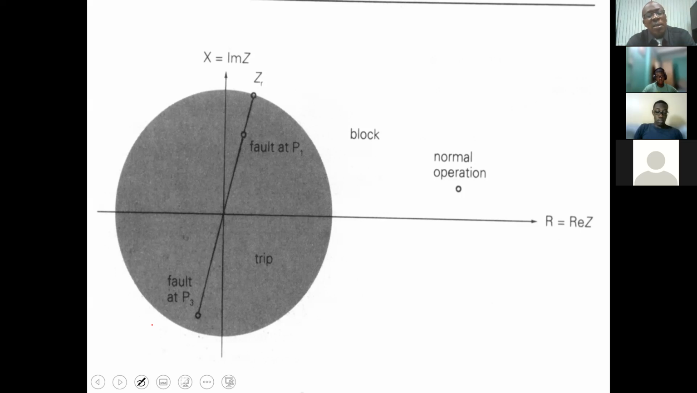So in this, what we are showing is that without the directional element, this particular relay, because the impedance measured is less than our setting, may trip for the fault at P1 or the fault at P3. The question is, is that what we want? So it is looking in front as well as behind. We want to be able to determine specifically which fault it should operate for.